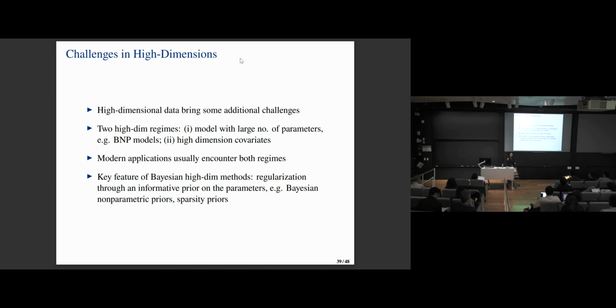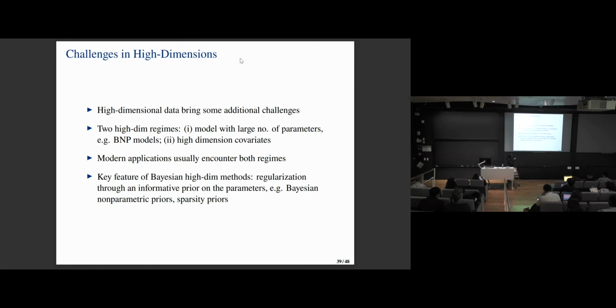Statisticians are usually pretty bad at giving names. We call it penalty, and the penalty sounds so terrible, but in machine learning people say regularization, which sounds much nicer. So in Bayesian methods, we use informative priors on the parameters to achieve regularization. For example, Bayesian lasso, or many different types of things like Bayesian non-parametric priors, similar sparsity priors, spike and slab priors.